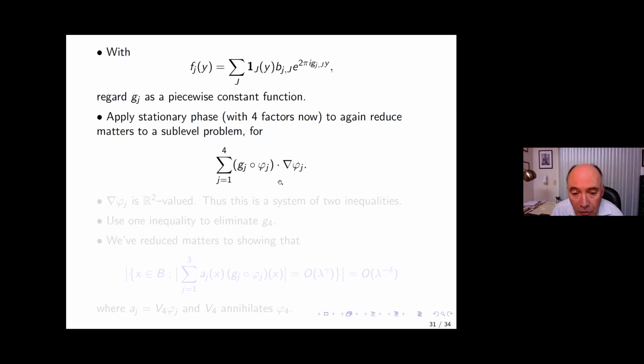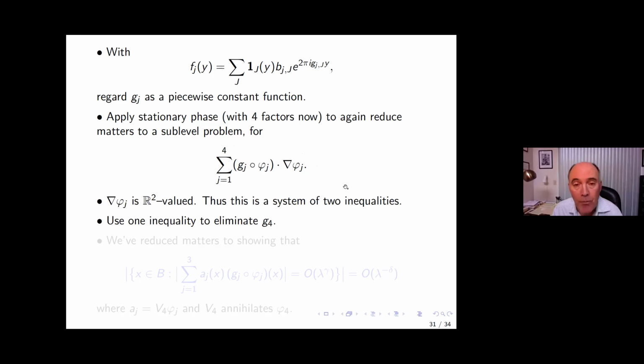I now have a sum with four terms. I have essentially unknown gj's composed with the original fj's, but now when I take derivatives to do stationary phase, I also get the gradient of each mapping Fj, and that is an R2 valued term. So I now have a fourfold sum. It takes values in R2.